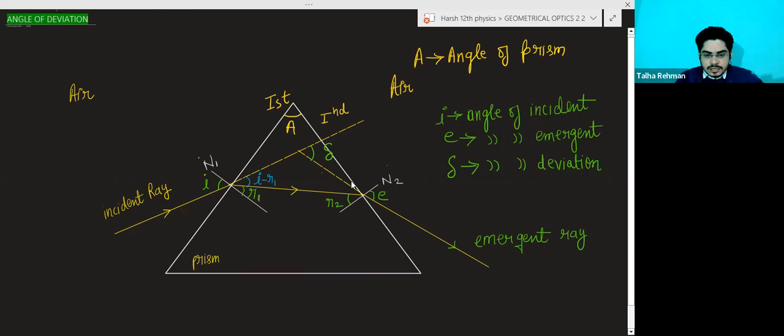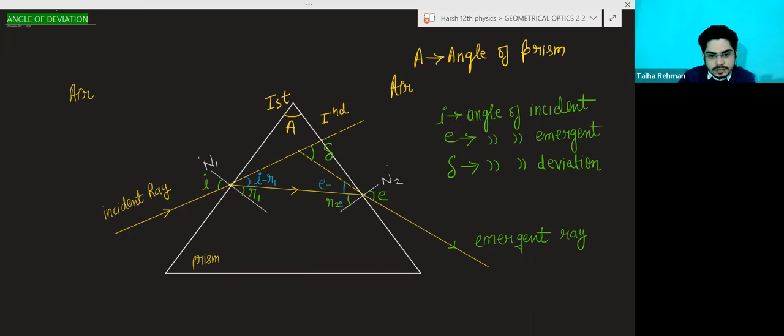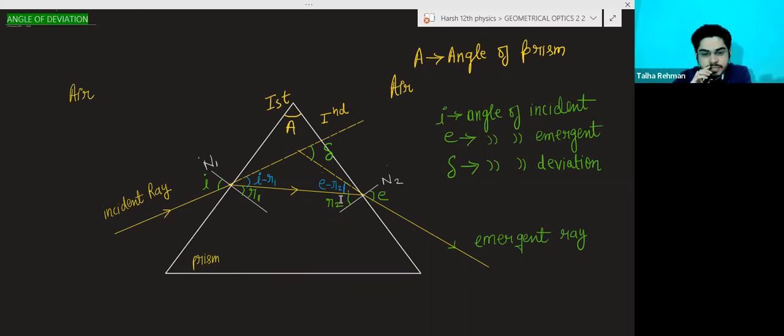Here also, this whole angle is the angle of emergence, because this angle and this angle are vertically opposite angles. So if I am talking about only this angle, this angle will be E minus R2. One more property of triangle will be used here.